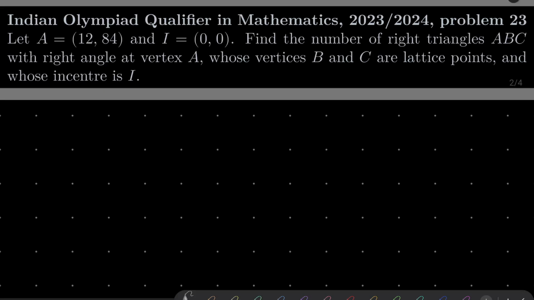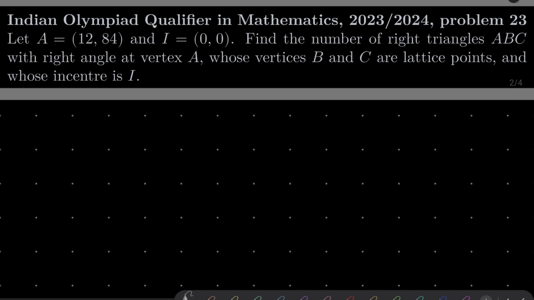Hello friends, in this video I'd like to solve the following problem from the Indian Olympiad Qualifier in Mathematics 2023/2024, problem 23. It is actually a problem suggested by one of my viewers, for which I am very grateful. So the problem states: let A be the point (12, 84) and I be (0, 0).